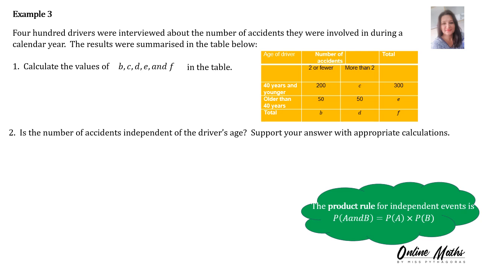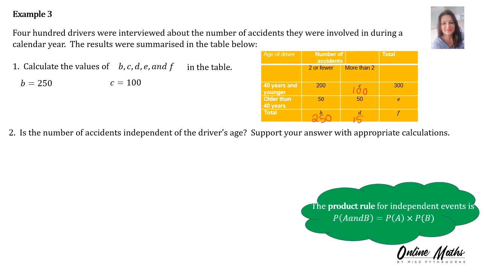Number 1, calculate the values of B, C, D, E and F in the table, and then we can start by finding C's value. 200 plus 100 will be 300, and then if you find B, 200 plus 50 is 250, and my advice to you is write it inside your table. So there's B 250, there's C 100, so D will be 150.